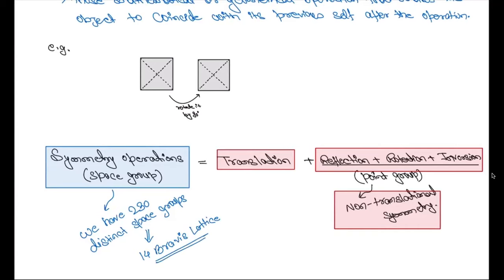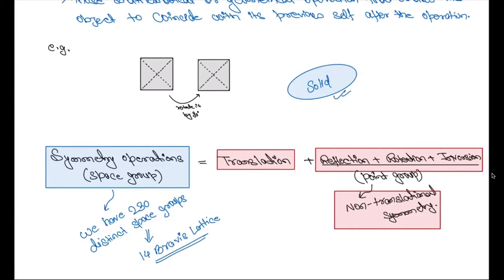14 Bravais lattice. That means, understand this thing. It is very important to understand. Let's say if you have a solid, right? This is a solid, right? What you will do? You will do the symmetry operation over here, right? You will do the translation, you will do the rotation, you will do the reflection, you will do the inversion.